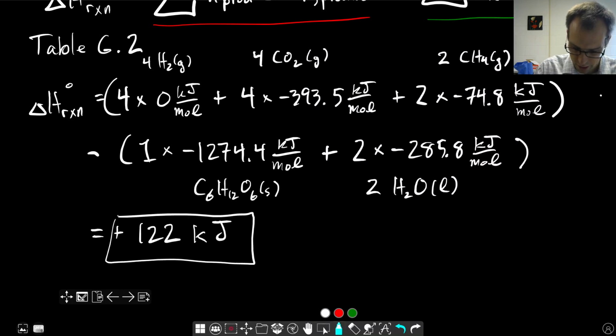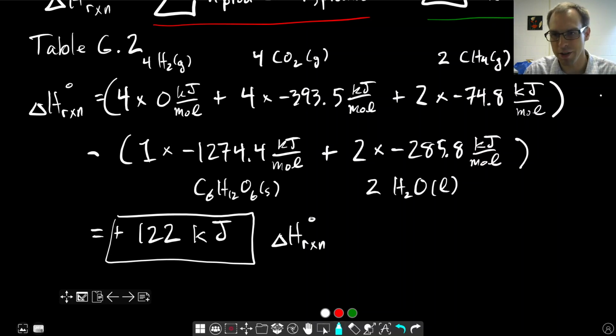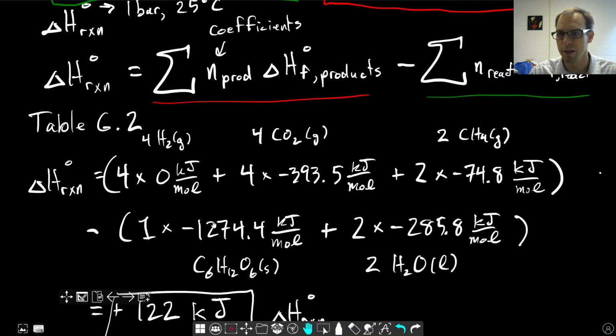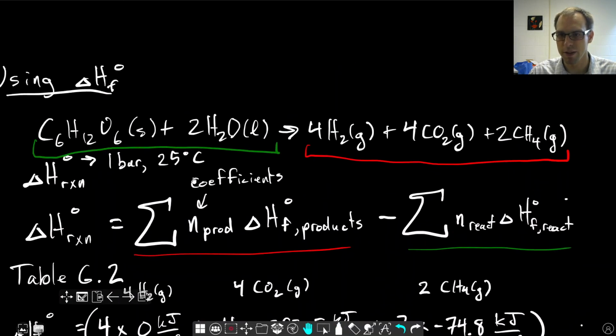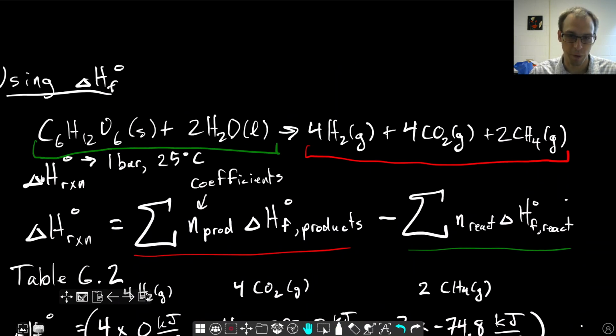And that is our, again, what are we after? This is our standard enthalpy of reaction for this reaction. So we find out that this is an endothermic reaction, and it's endothermic by a specific amount, 122 kilojoules. I'm not putting a per mole value because this is specifically for this equation as balanced. So balanced like this, it's for 1 mole of glucose or 2 moles of water or 4 moles of hydrogen, et cetera, et cetera.